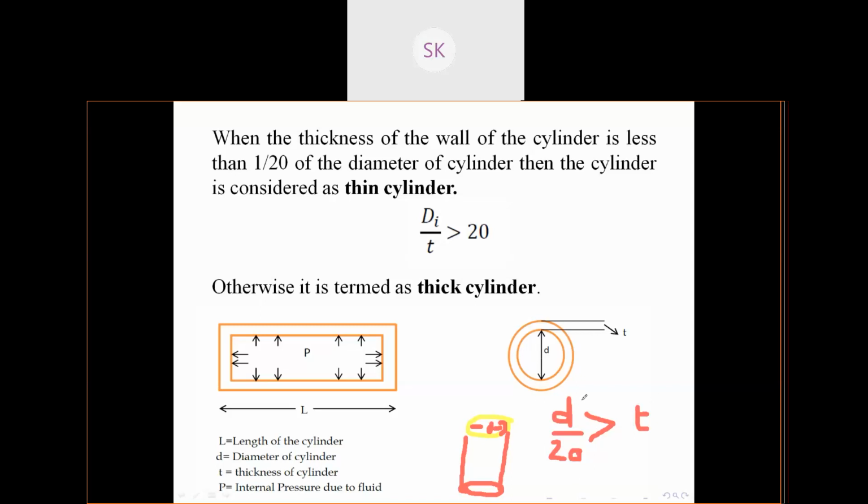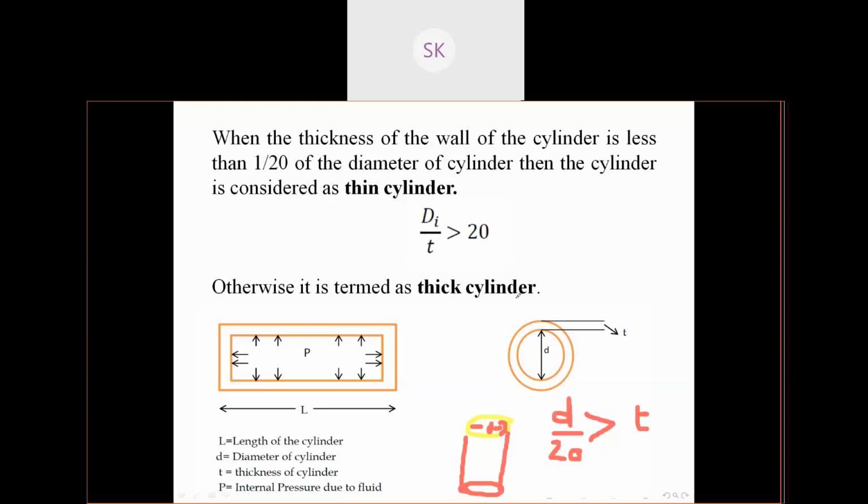Suppose you have a diameter of 50 mm. If you divide that value by 20, you'll get some value. If that value is greater than the thickness of the pipe, then it will be considered a thin cylinder, and the opposite of that, you consider the cylinder a thick cylinder. So the thickness is kind of negligible in this case. Whenever the thickness is very much less than D by 20 of the cylinder or pipe, the cylinder is considered a thin cylinder. Otherwise, it will be considered a thick cylinder.